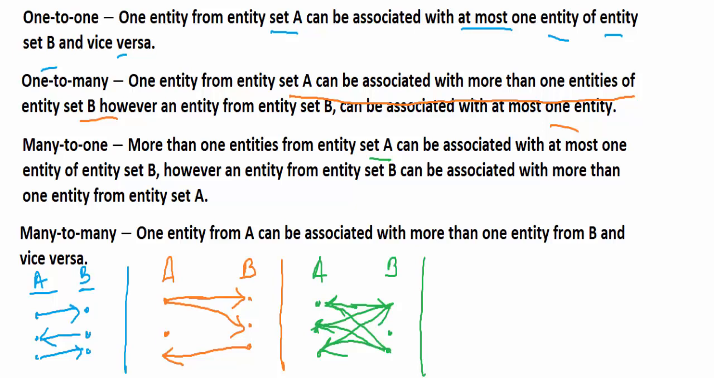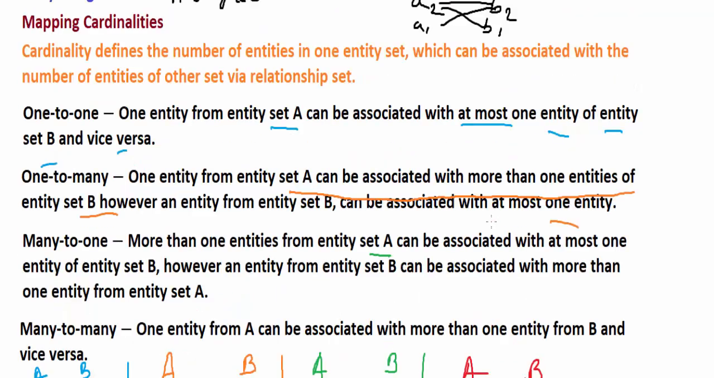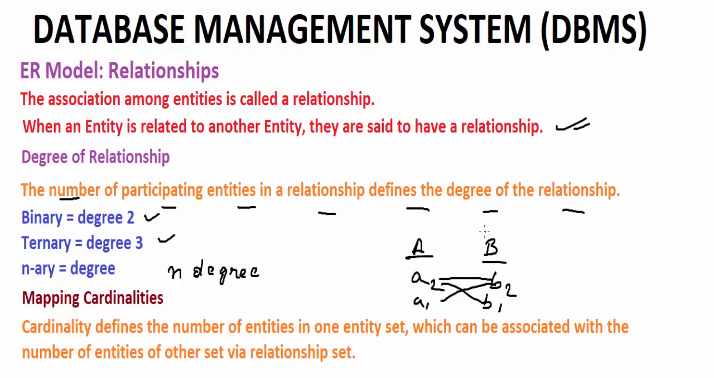Now finally we have many to many. One entity from A can be associated with more than one entity from B and vice versa. This is very simple. There is no restriction. It can go to many, or something like this. Any possible combination is possible here. So these were the mapping cardinalities, degrees and relationships in the ER model.